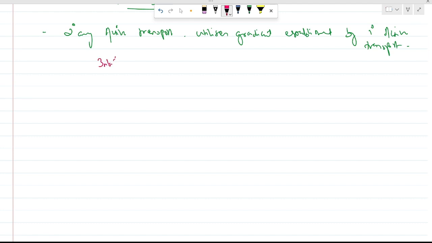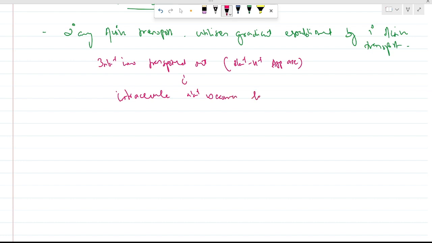Three sodium ions are transported out through the sodium potassium ATPase. This lowers the level of intracellular sodium. Intracellular sodium becomes low. This creates a gradient. A gradient is created.